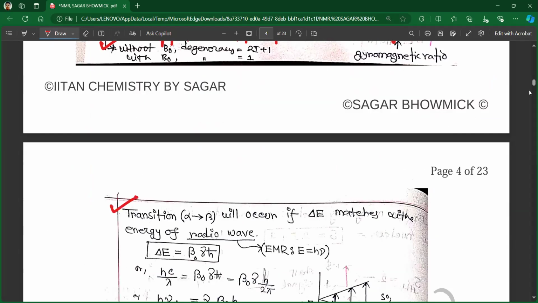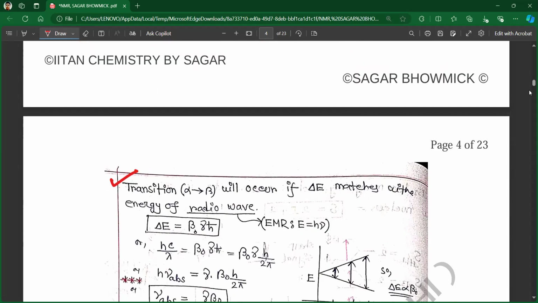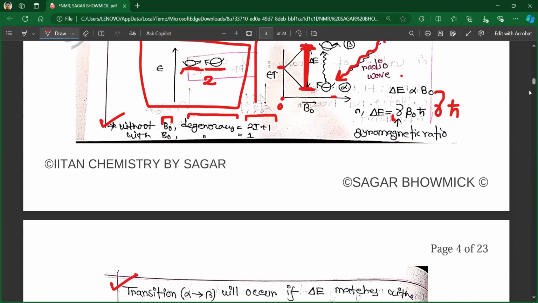Transition from alpha to beta will occur if delta E matches with the energy of the radio wave. This is a very fundamental concept because suppose I have these two energy levels and I am giving one energy. Only this transition will occur if the energy of this matches with this energy gap.